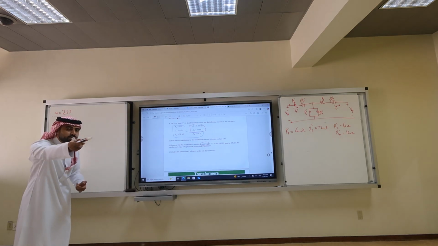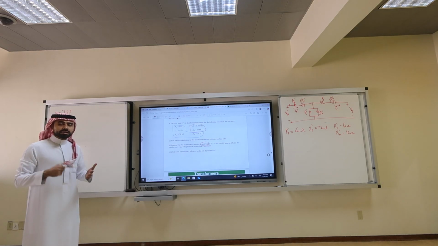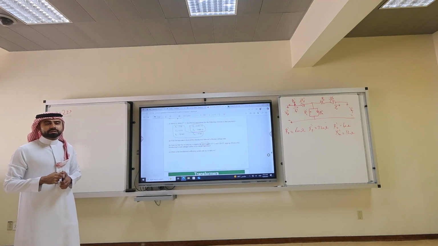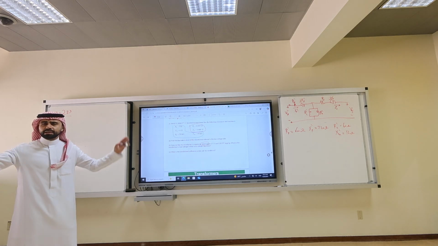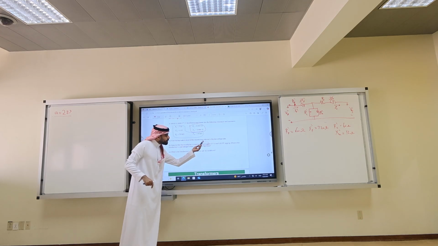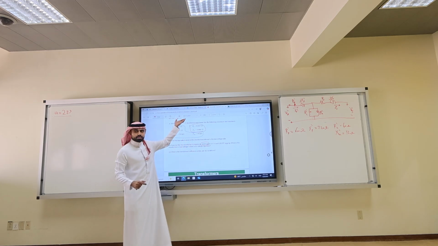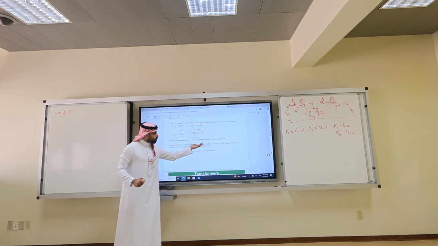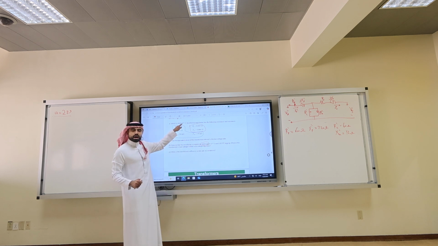What does rated load mean? ايش معنى rated? Easy way to remember: by design. Rated يعني by design. فلما أقول لك rated load, you can replace rated, call it by design load. By design transformer. So rated load at 277, does it match a transformer output voltage?